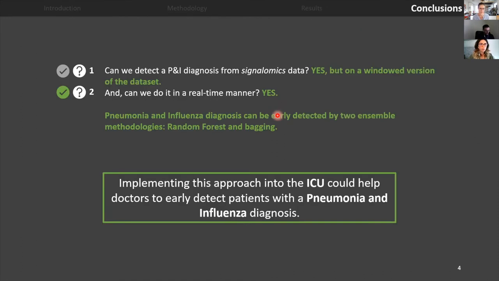So in order to conclude, the research questions got answered. We can detect the pneumonia and influenza diagnosis from signalomics data, but on a window version of the data set. And as this window can be even shortened, then we could do it in a real-time manner. Therefore, implementing this approach into the ICU could help doctors to early detect patients with a pneumonia and influenza diagnosis.